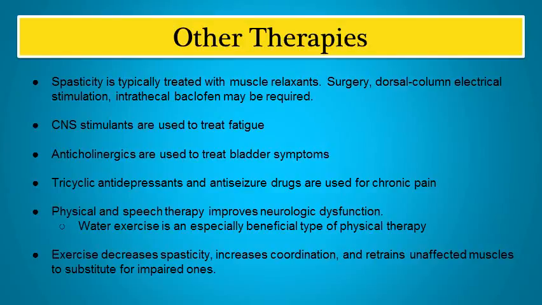Many other drugs are used to treat the symptoms of MS. For example, muscle relaxants are used for spasticity, CNS stimulants for fatigue, anticholinergics for bladder symptoms, antidepressants, and anti-seizure drugs. Physical therapy and speech therapy improve neurologic dysfunction. Water exercise is an example of an especially beneficial type of physical therapy.